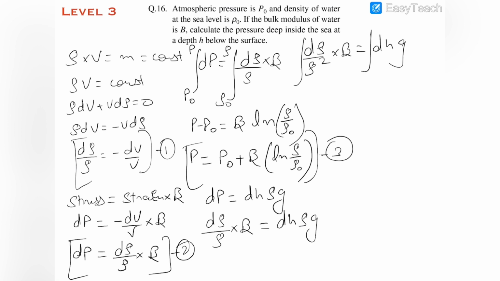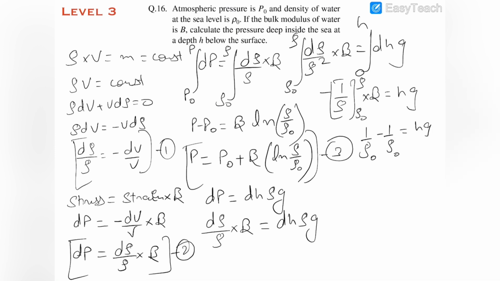Integrating again, the limit is from rho naught to rho, and here the limit will be from 0 to h. Okay, so h is measured from the surface, as h is the depth in the water. So the integration of 1 by rho square will be minus 1 by rho, and the limit would be from rho naught to rho, into beta, is equal to hg. So you can see that 1 by rho naught minus 1 by rho is equal to hg by beta.